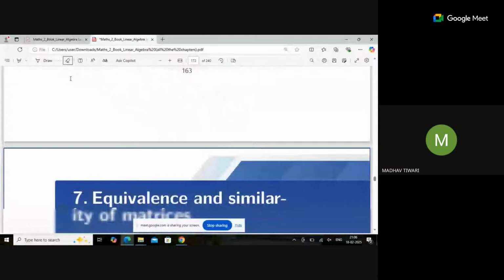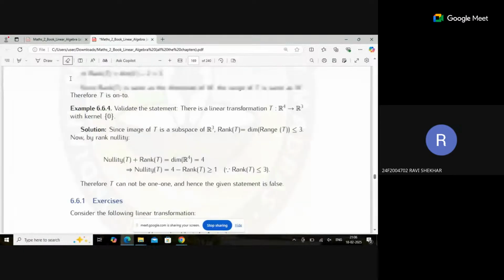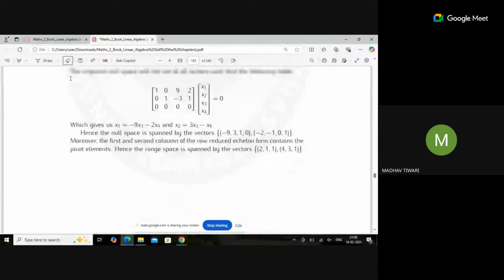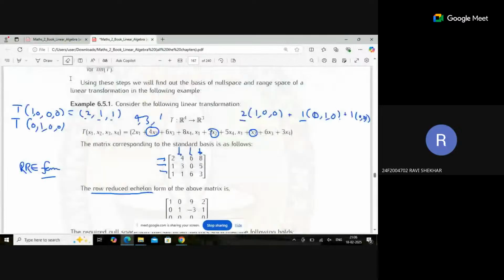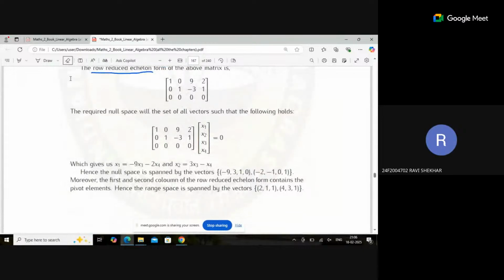The rank nullity theorem is remaining. Sir, I had a doubt in the previous lab page, in the range one. Can you just scroll down? Yes, sir, the basis of the range is given as 211 and 431.